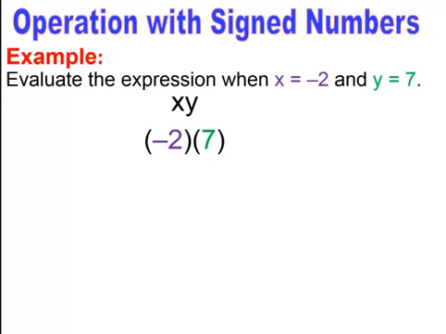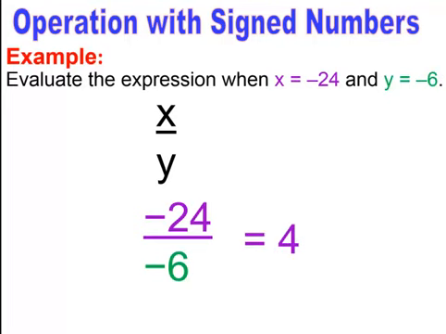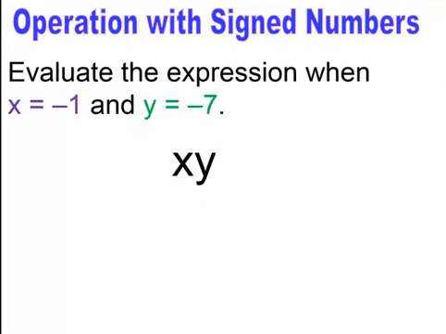So we end up having a negative 2 times 7, which is going to result in a negative 14. You're also going to see an evaluation that has division in it. So when we put the values for x and y into this expression, we're going to end up with a negative 24 divided by a negative 6. And when you divide a negative by a negative, you end up with a positive answer. Pause and try.